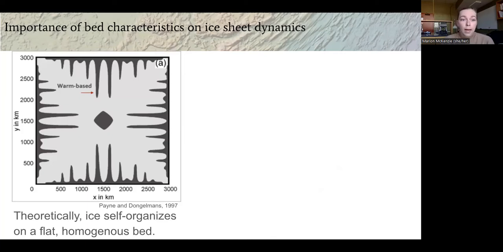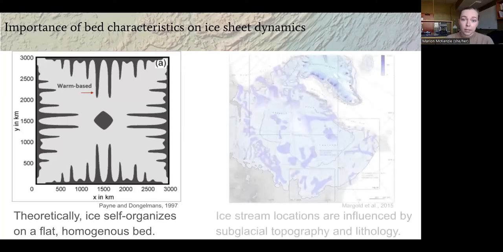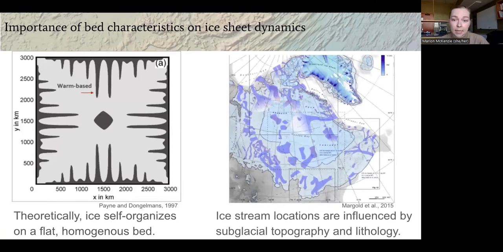But when we look at what happens in the actual record of ice streams, this is an example of the extinct Laurentide ice sheet, where we have ice streams shown in purple. They're not spatially homogeneous. Instead, there's a control of subglacial topography and lithology on the location and speed of these ice streams.